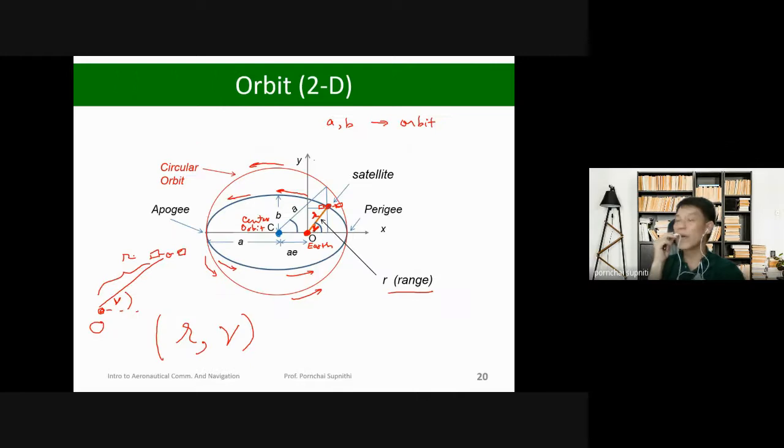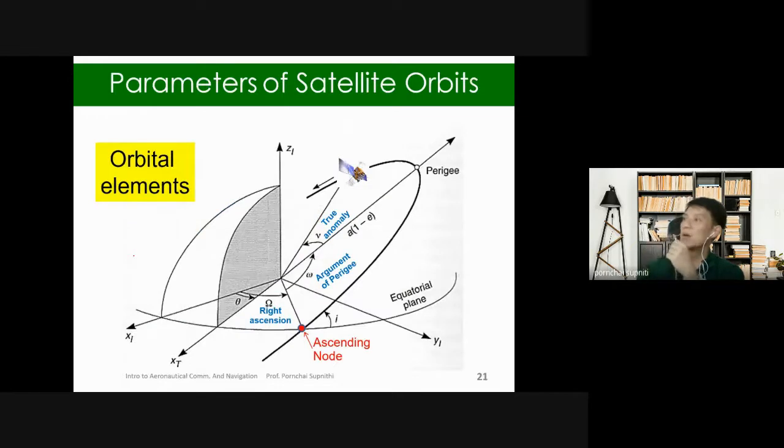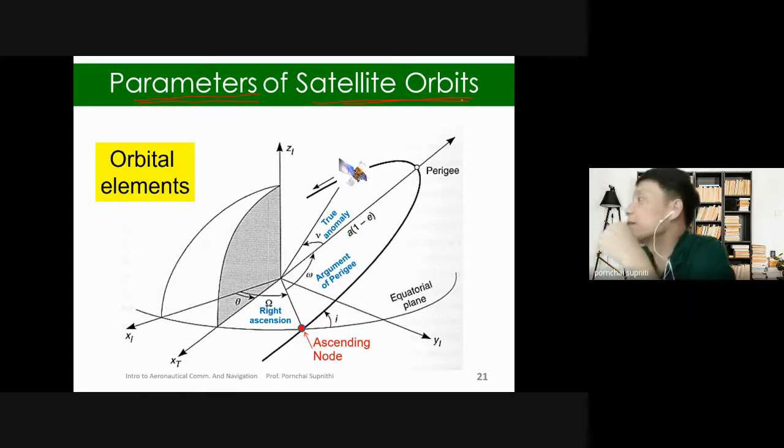Now let's look at a more detailed picture of the orbit. What are some parameters of satellite orbits that will be received by us, or transmitted by the satellite in the navigation message? So let's take a look at this picture together, slowly.